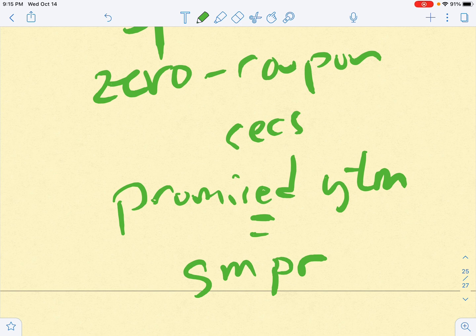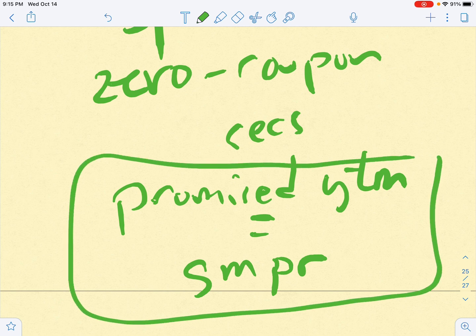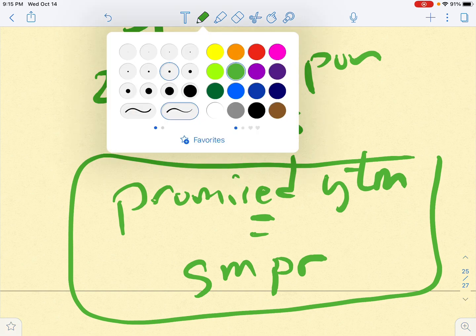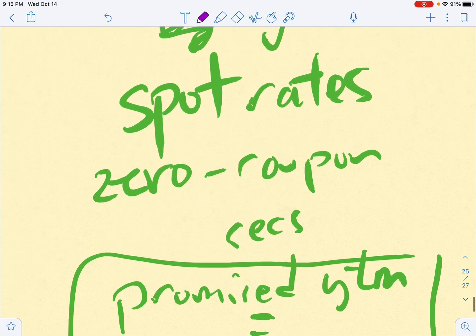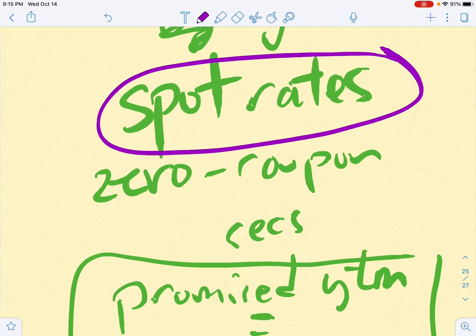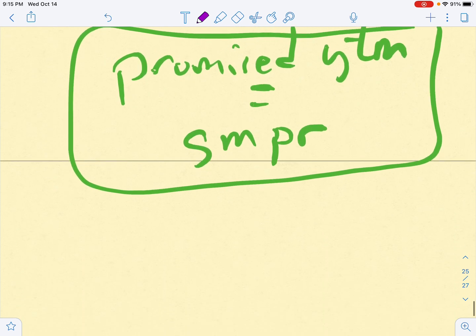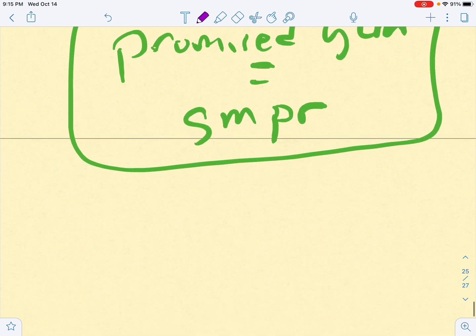Okay. The promised yield to maturity of these securities is equal to their geometric mean periodic return. That ends up being a big deal. In fact, that's what gives them their name, spot rates. It makes them special.